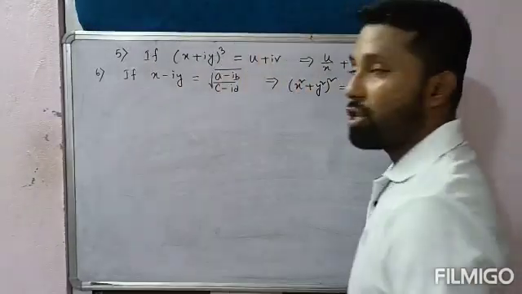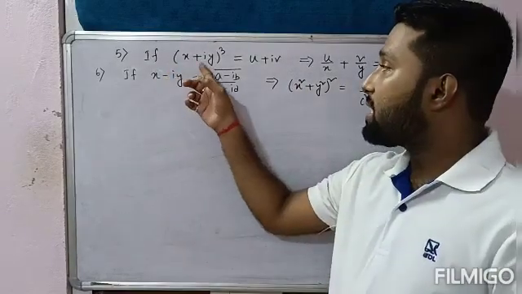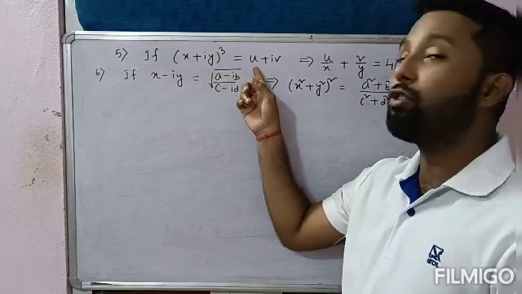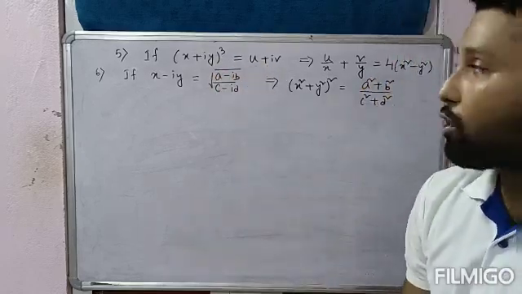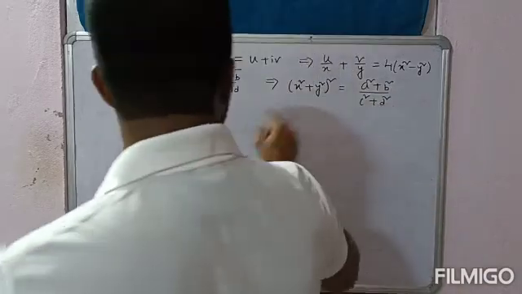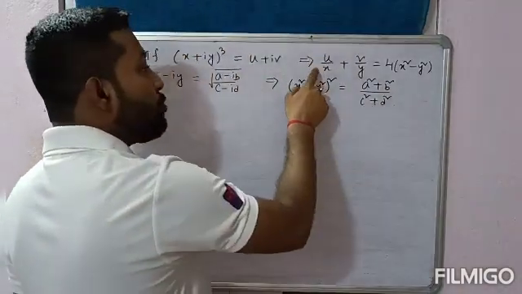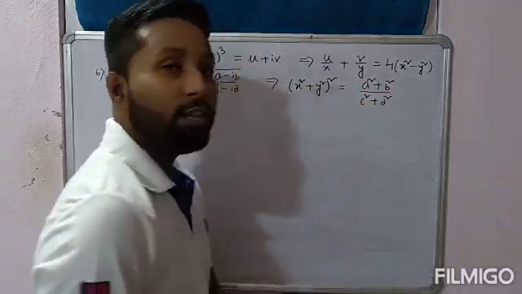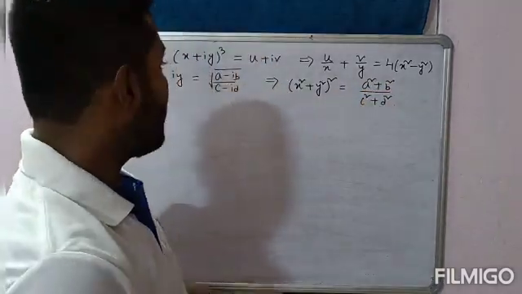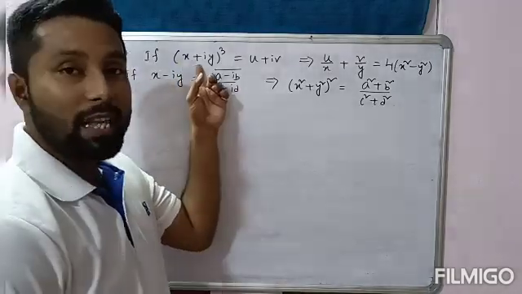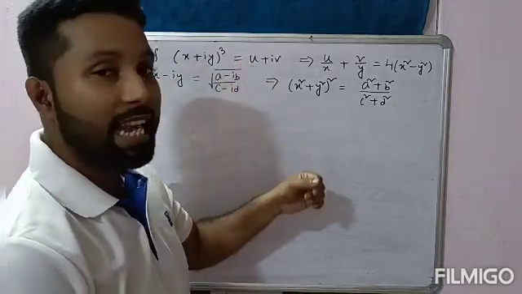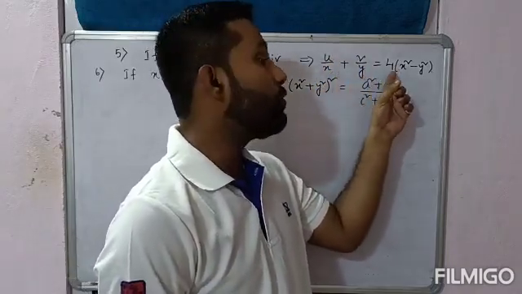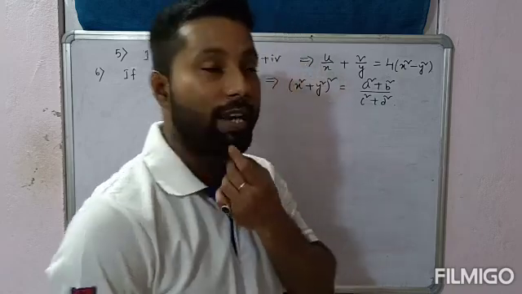So the next question, number 5. If (x + iy)³ = u + iv, one complex number is given, then prove that u/x + v/y = 4(x² − y²). Once again I am repeating the question. If (x + iy)³ = u + iv, then show that u/x + v/y = 4(x² − y²).